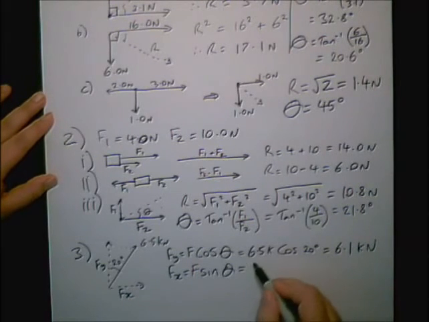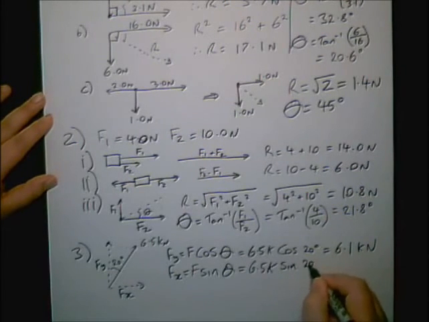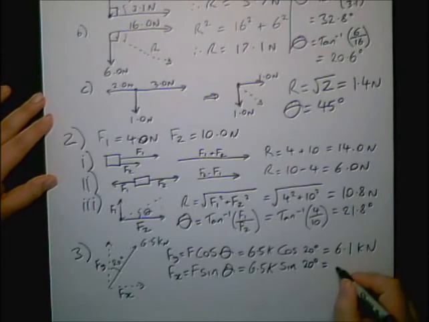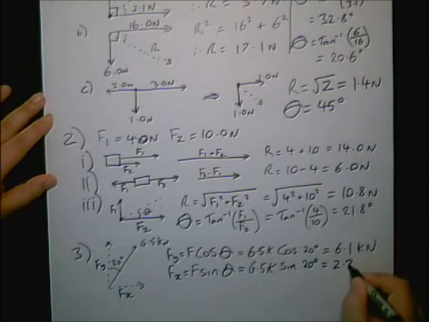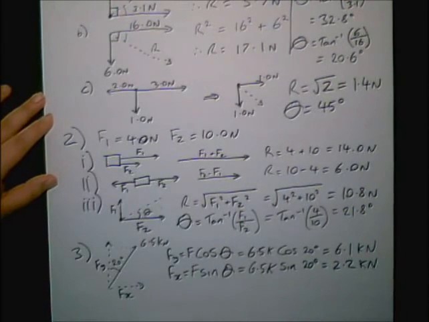So again, we've got 6.5k, this time sine 20 degrees, and that will give you an answer of 2.2. Again, we carry through that k to kilonewtons.